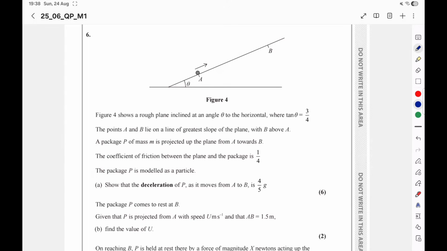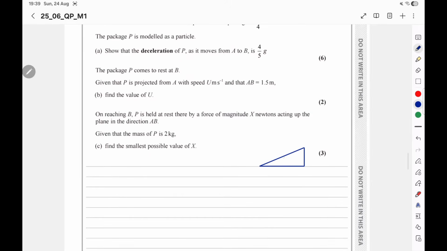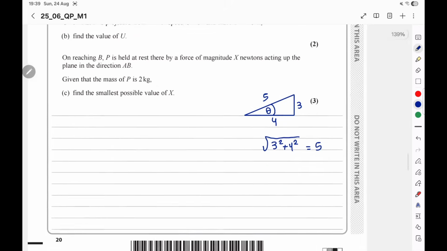Question 6, forces. Figure 4 shows a rough plane inclined at an angle theta to the horizontal, where tan theta equals 3 over 4. If this is the right angle triangle, the opposite side will be equal to 3 and the adjacent equal 4, as tan equals opposite over adjacent. Therefore, the hypotenuse is 5. Root 3 squared plus 4 squared is equal to 5.